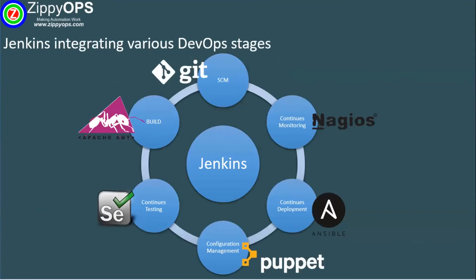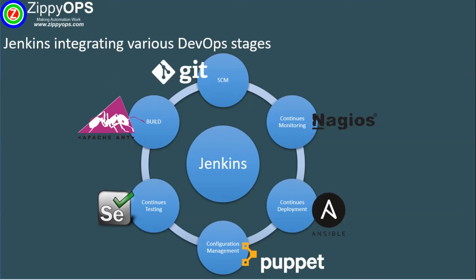So in DevOps, when you talk about multiple stages, you will have Git, and then you will have your build stage, right? You will be automating the build using Ant or Maven, and then you will be doing your continuous testing using Selenium, and the configuration management using tools like Ansible or Puppet. And then for continuous deployment, you will use tools like Ansible or anything. And for continuous monitoring, you will have some monitoring solution like Zabbix, Nagios, all those things.